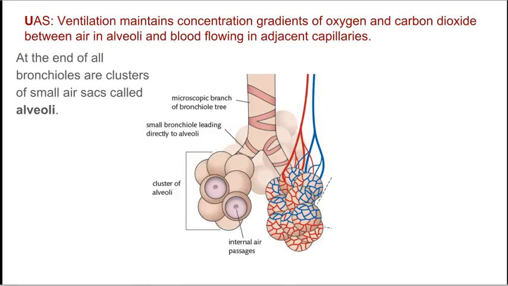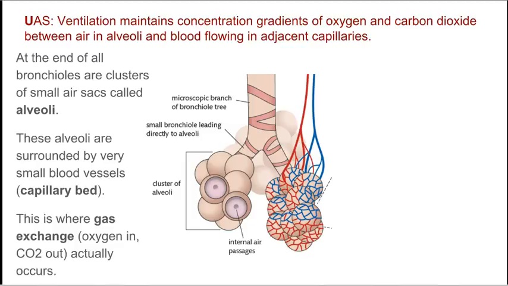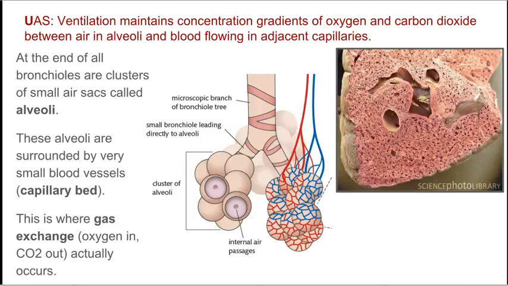At the end of the bronchioles are small clusters of air sacs called alveoli. These alveoli are surrounded by very small blood vessels, which is also known as a capillary bed. This is where gas exchange takes place. This is where oxygen comes in to the blood and CO2 leaves the blood. We can see here a cross-section through the lungs, and we'll be doing a similar dissection. You can see the larger tubes there that have been cut through, so they would represent the bronchi or the larger bronchioles. And we can see the small spaces which represent the tiny little bronchioles coming through to these air sac regions.